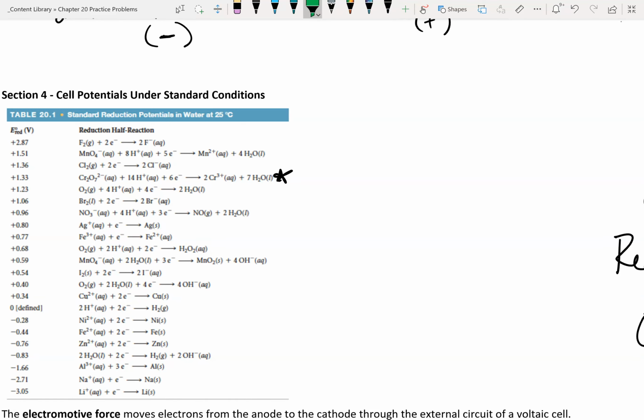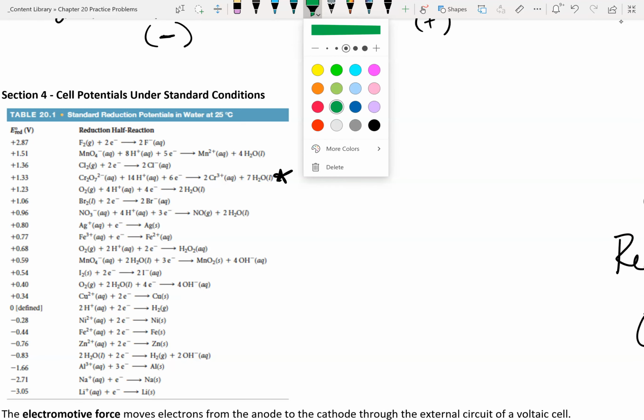Let's find a highlighter. Ooh, the color's awful. Light color?